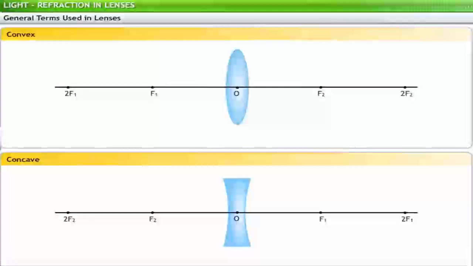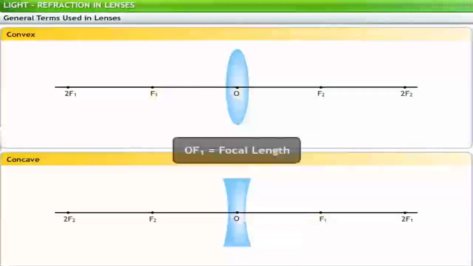The distance between the optic center and the focal point is called the focal length. Here the focal length has been represented as OF1 and OF2.